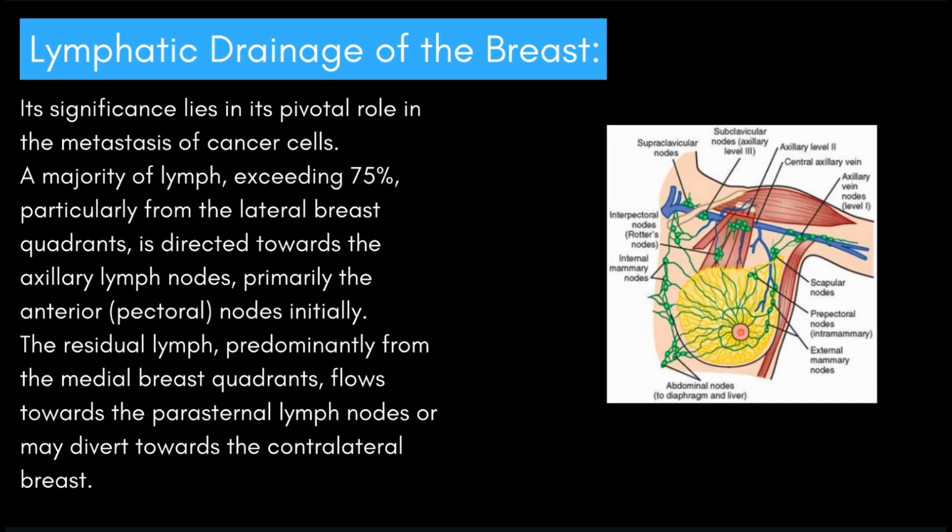Today I'd like to open up talking about lymphatic drainage of the breast. Lymphatic drainage of the breast's significance lies in its pivotal role in the metastasis of cancer cells. A majority of lymph, exceeding 75%, particularly from the lateral breast quadrants, is directed towards the axillary lymph nodes, primarily the anterior pectoral nodes, initially. The residual lymph, predominantly from the medial breast quadrants, flows towards the peristernal lymph nodes or may divert towards the contralateral breast. Moving on.